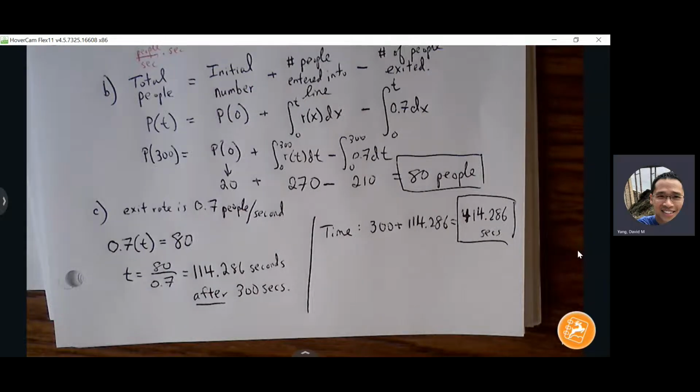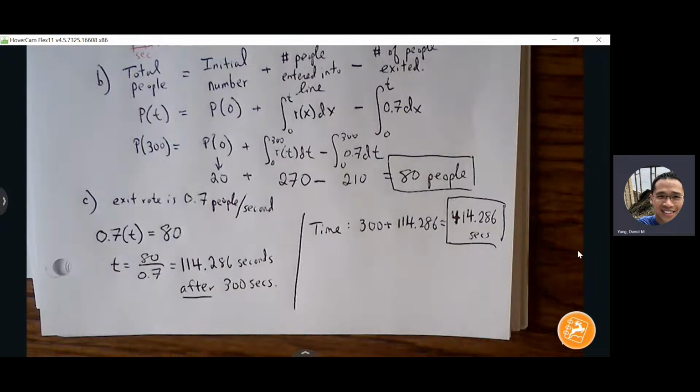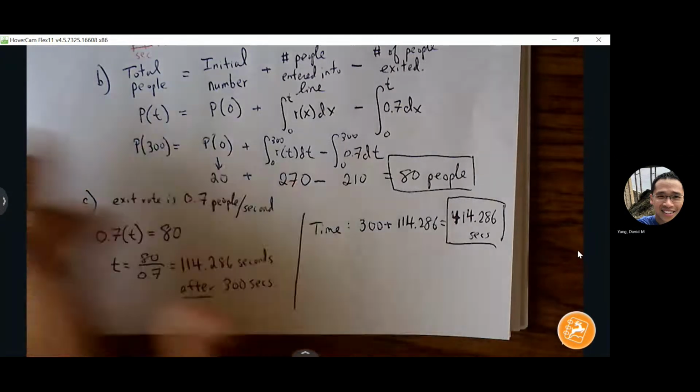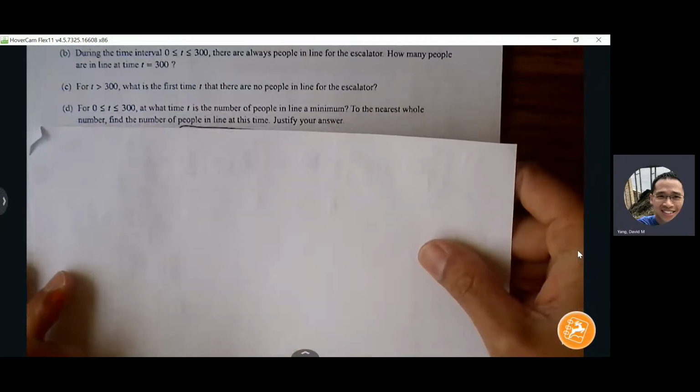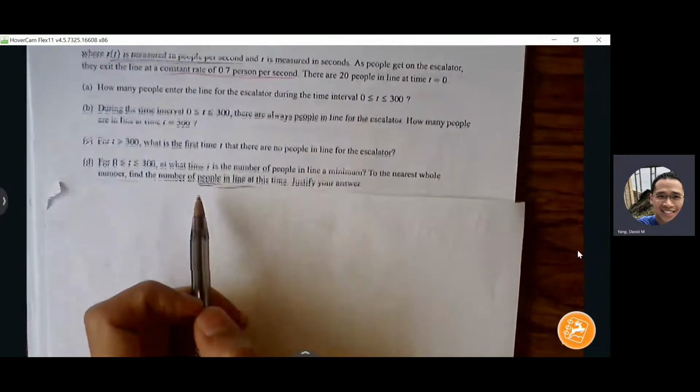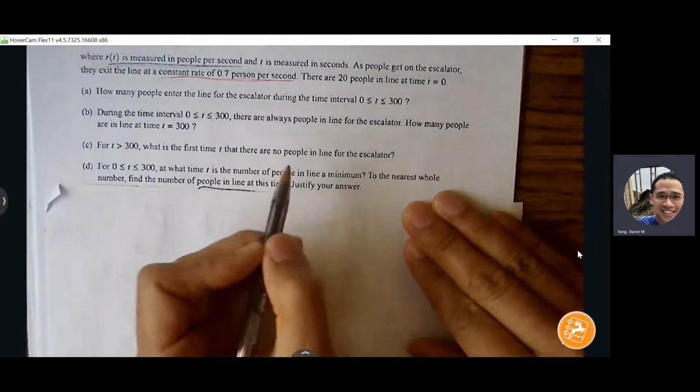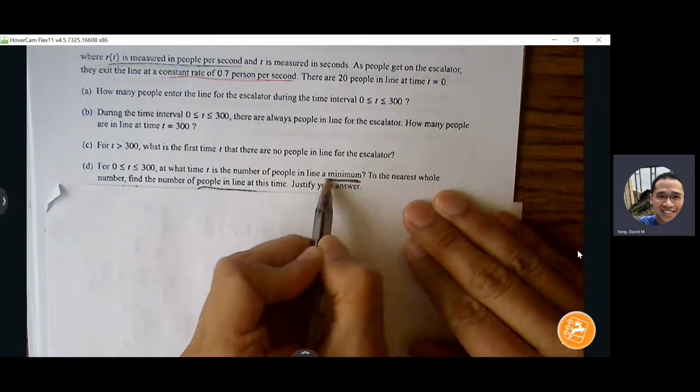Okay, let's look at part D. Any questions so far? Part D says, between 0 and 300 seconds, at what time t is the number of people in line at a minimum? So that's a key word there.